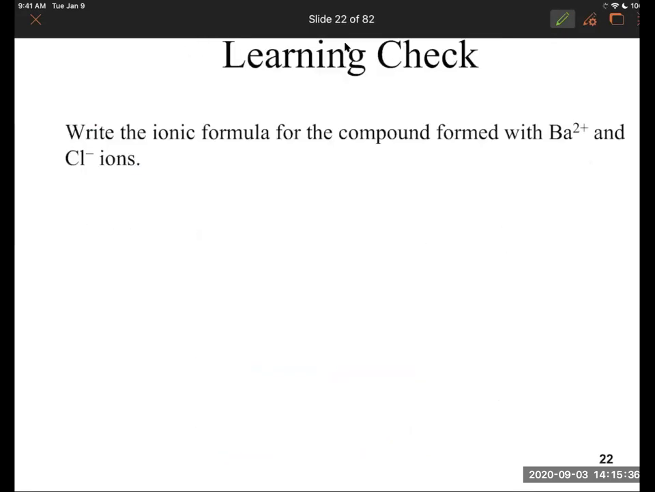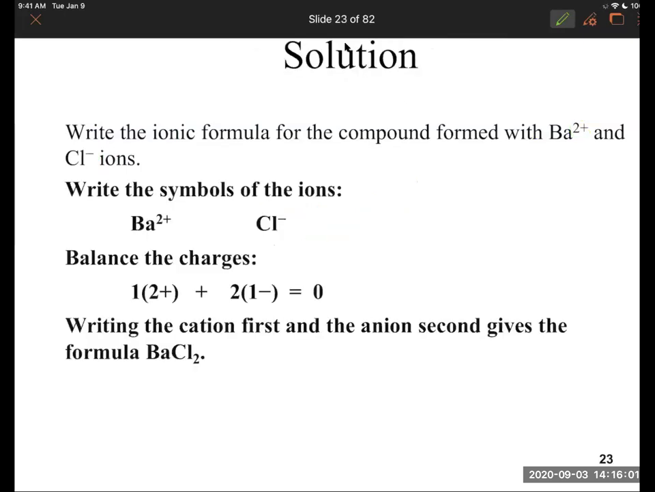So try to create the chemical formula when you have barium and chlorine. Notice that the charge is being given to you already. So this is barium, which has the charge of 2+, and chlorine is -1. So when you try them, you want to crisscross just the number, and your answer should be BaCl2.